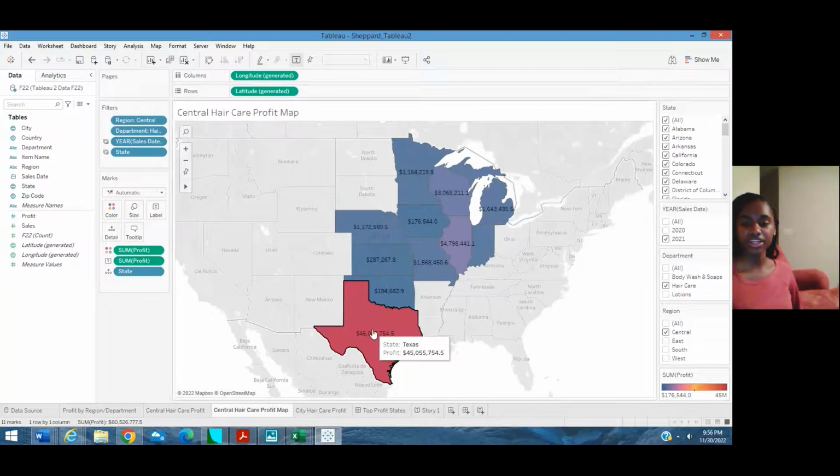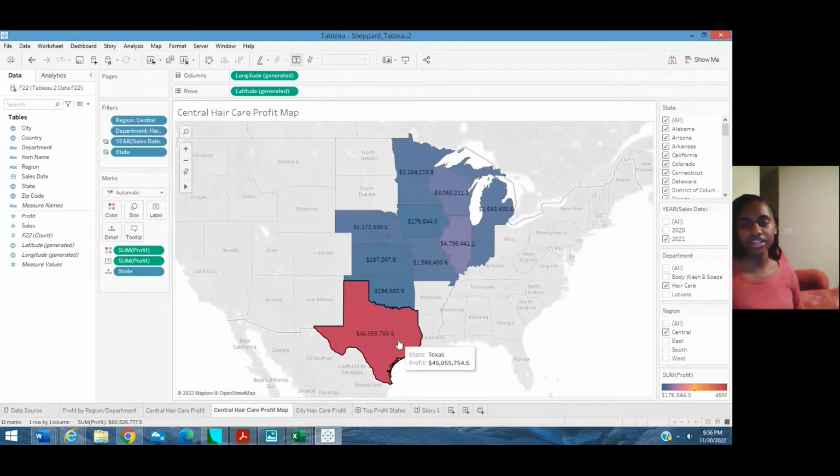And we see here in red, the highest is Texas, followed behind by Illinois and Wisconsin. So this stuck out to me, Texas, Illinois, and Wisconsin, and it made me want to look deeper into what exactly these specific states do that others in their region didn't do to have their sales so high, or their profits so high, excuse me, within their states.